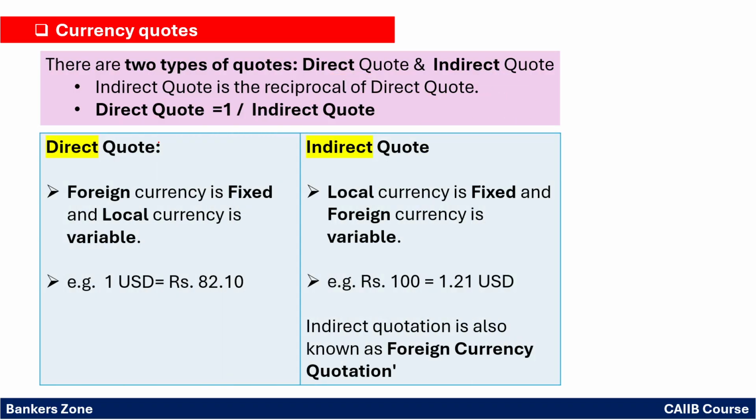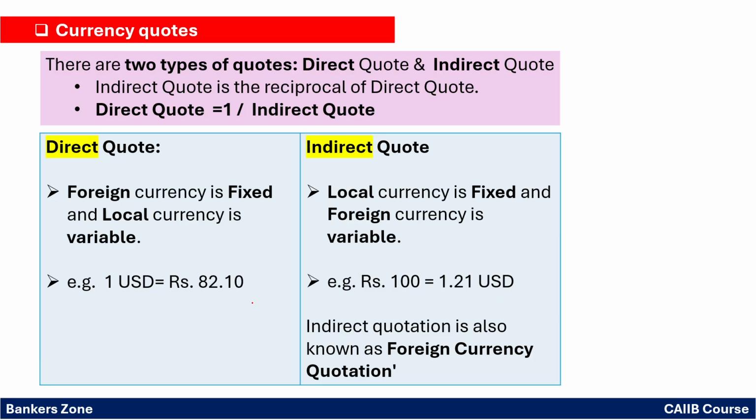Now see in detail, what is a direct quotation? Direct quotation means you are asking directly, right? For example, see here, foreign currency is fixed and local currency is variable. $1 is available at 82 Indian rupees. You have to understand the meaning. Direct means you directly purchase the foreign currency. Assume that you have to purchase a dollar. So directly you are asking, for $1, how much rupees should I pay? So it is the direct quote.